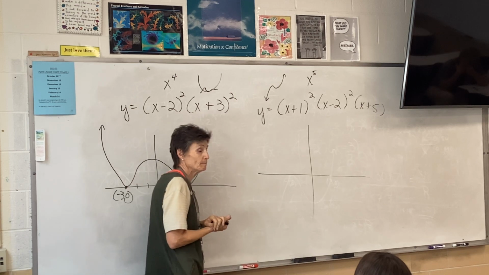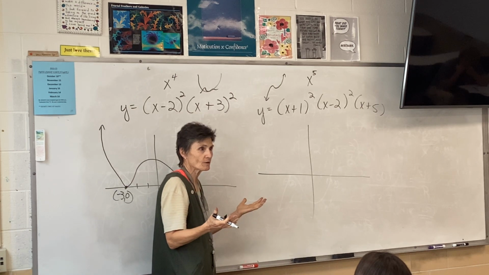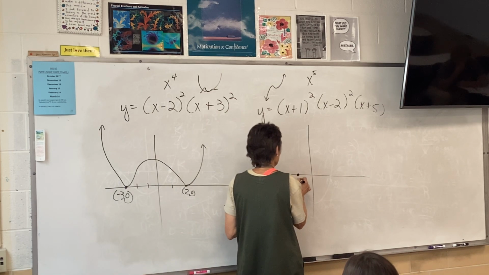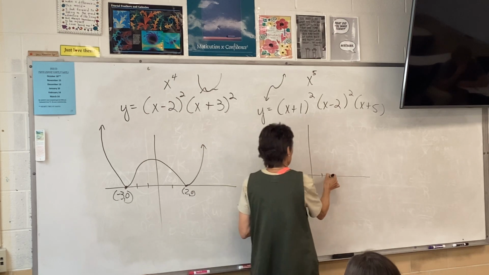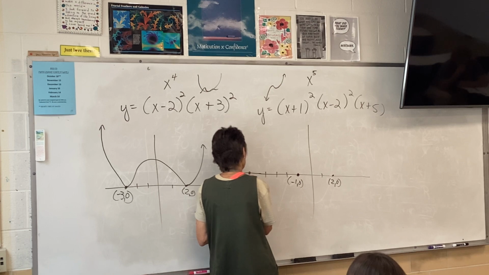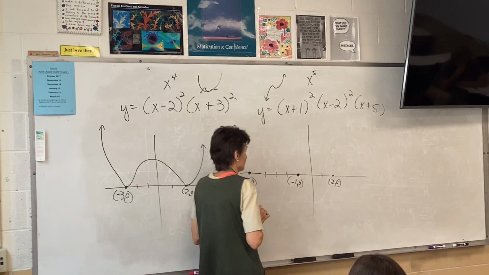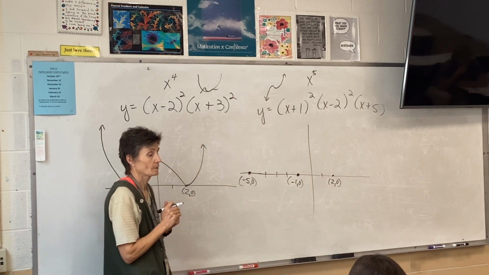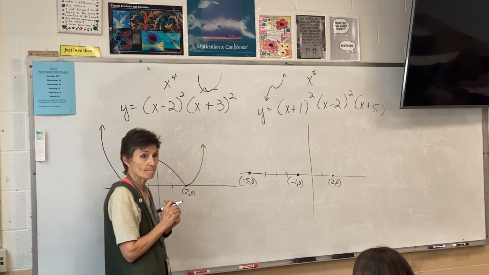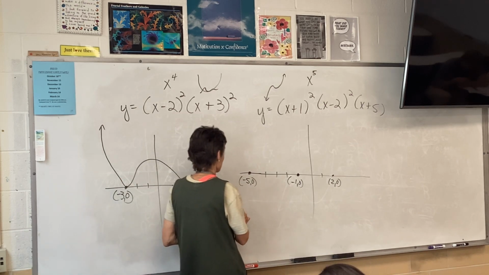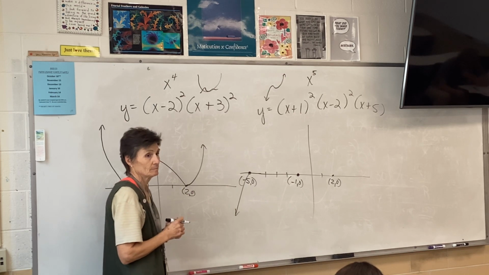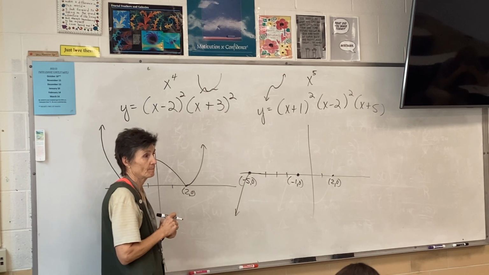Alright, what else are you thinking? What do you have to get started? Gotta have your dots, you have your points. So you're gonna have one at -1, at 2, and at -5. Got it? Now, you already figured out it's gonna start down here because it's odd degree, x to the 5th.